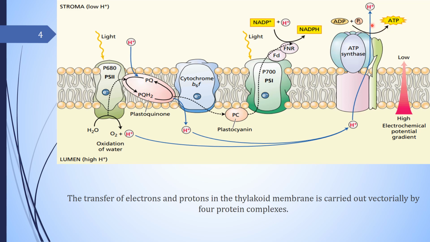Reduced plastoquinone and plastocyanin: both these proteins are used for the transfer of electrons to cytochrome b6f and photosystem 1 respectively. Plastoquinone is utilized to transfer the electron to cytochrome b6f, while plastocyanin is utilized to transfer the electron to PS1. Both these proteins are mobile in nature.